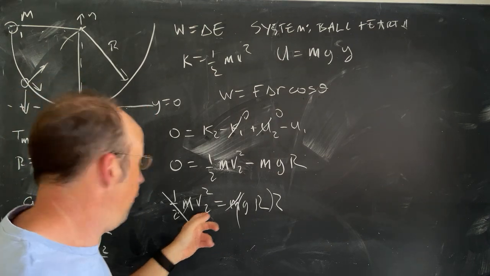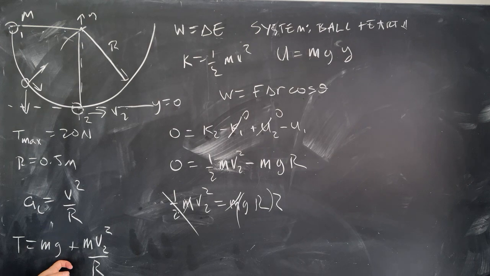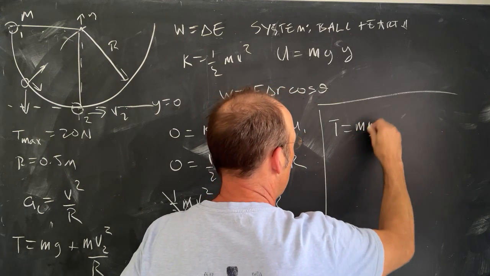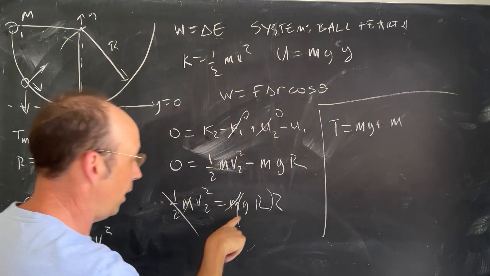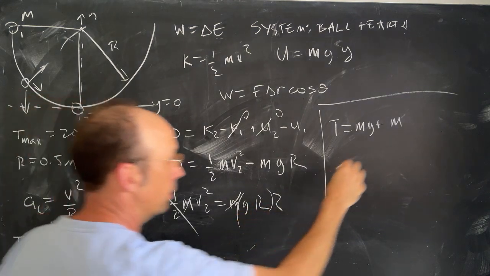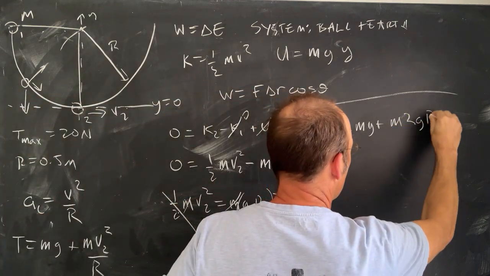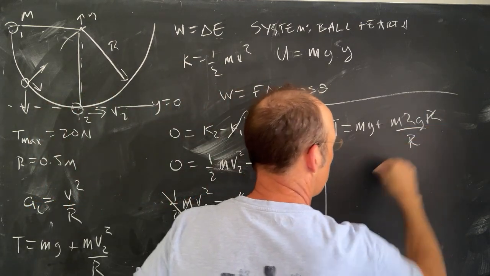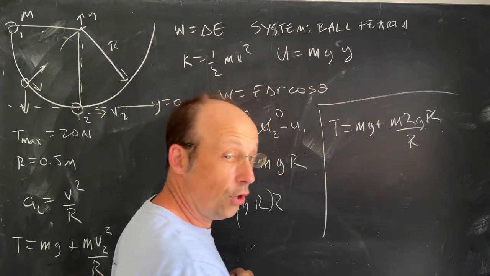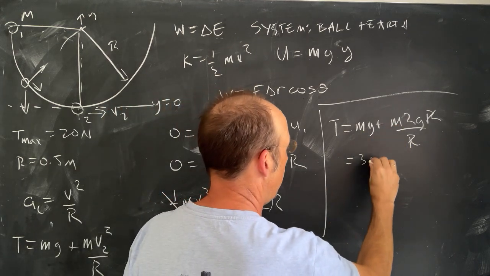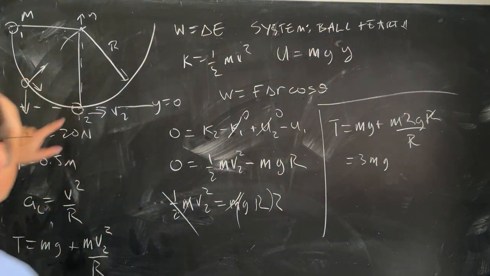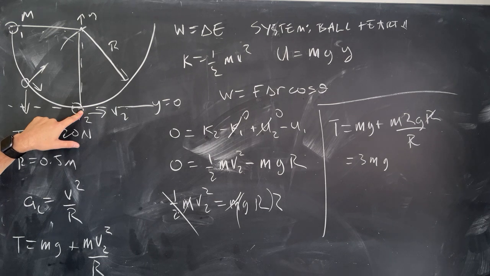Now, see, I didn't need to find v because over here I had a v squared already. So I'm just going to take that expression for v squared and plug it in over here. And I get T equals mg plus m v squared over r, which is going to be 2gr over r. So I get mg plus 2mg, 3mg. So the tension at the bottom is going to be 3 times the weight of the thing.